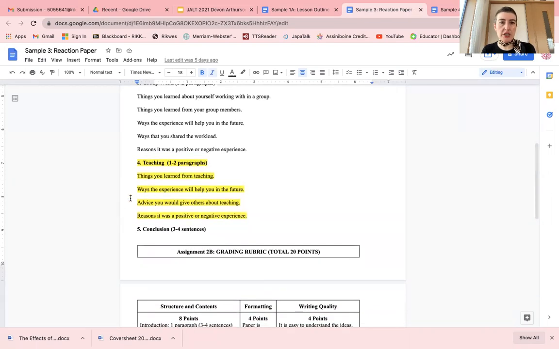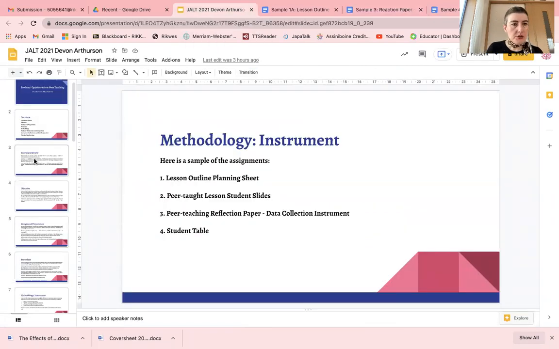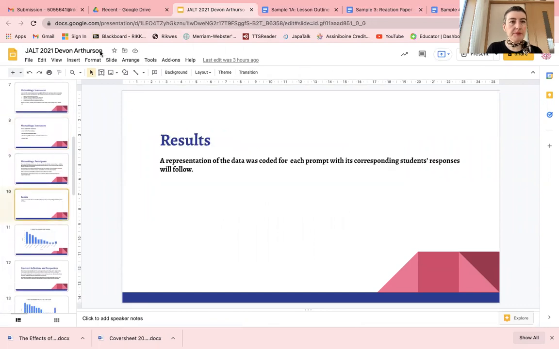And lastly, the teaching. This is what you had seen on a previous slide. And these were the four prompts that I used to gather data and then to look for themes. So we'll be sharing that next, or I'll be sharing that next. Let's go into that slide again. Oh, and again, you can see the rubric for that. Okay, so we're going to take a look at the results.